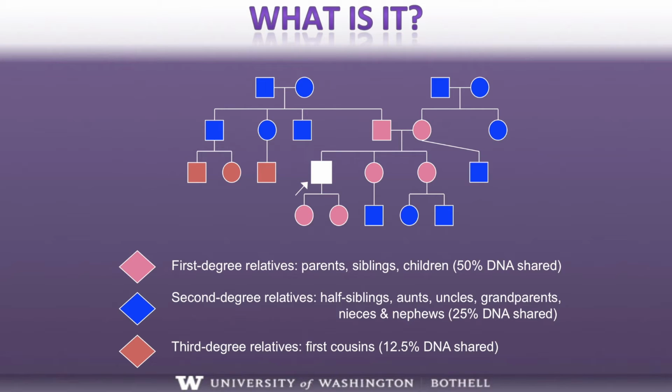The more closely related individuals are, the more DNA and health-related risks they will share. For example, here, if the patient is marked in white, first-degree relatives in pink share 50% of their DNA, second-degree relatives, shown in blue, share 25% of their DNA, and third-degree relatives, in orange, share 12.5% of their DNA.